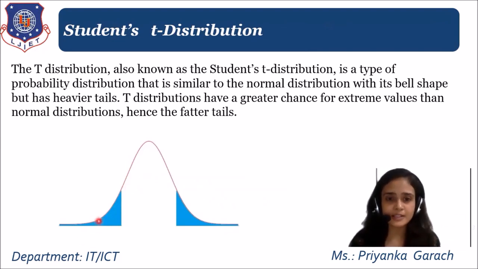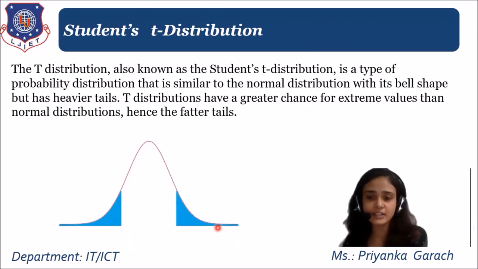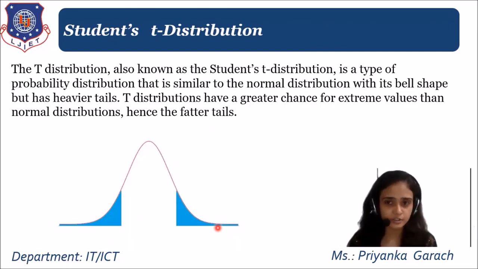Over here you can see that the student's t distribution has fatter tails. Fatter tails means this portion, that is the tail of this particular graph, is comparatively larger than in the normal distribution. So this is the basic difference between the student's t distribution and the normal distribution.